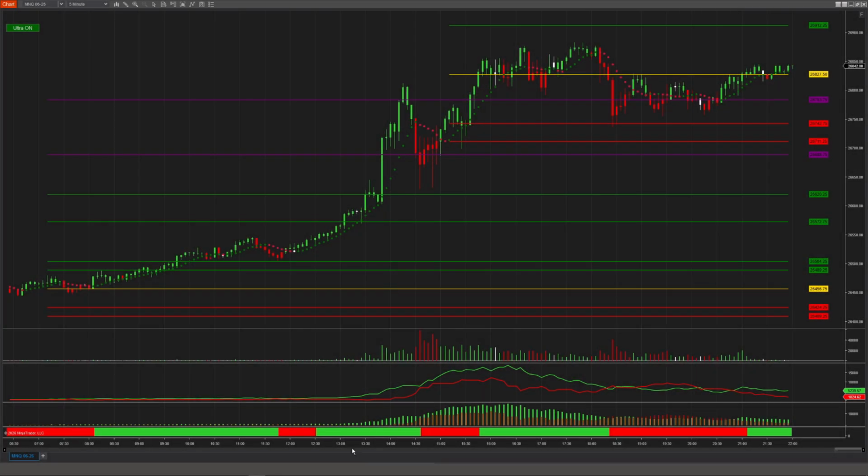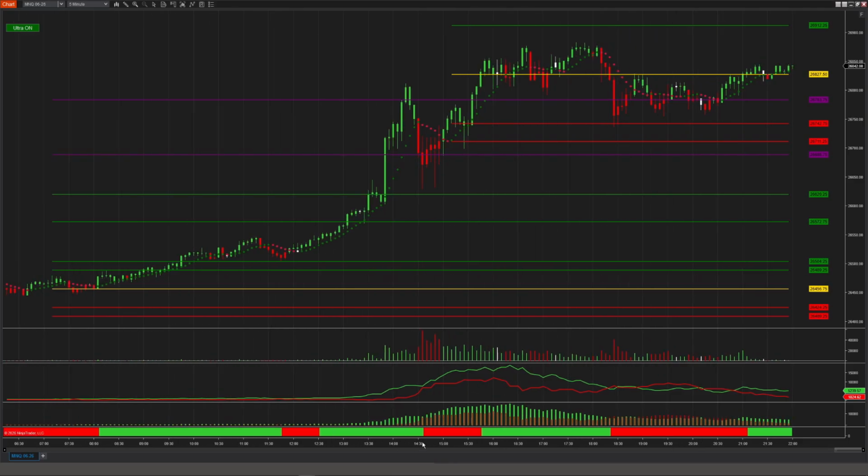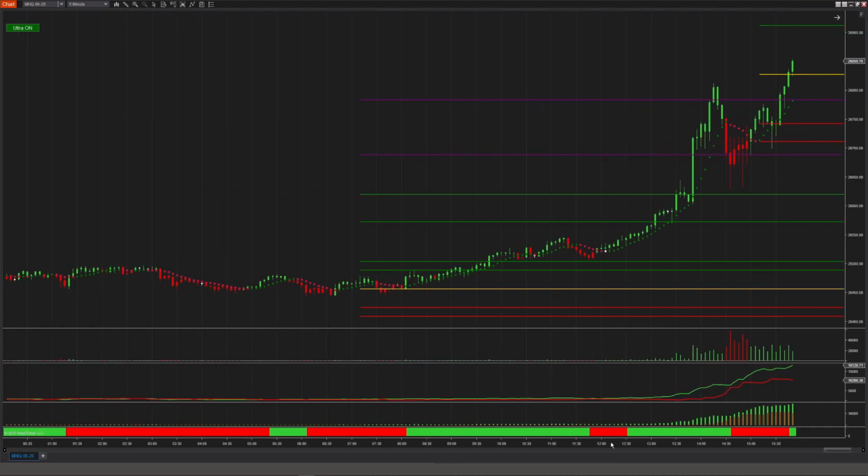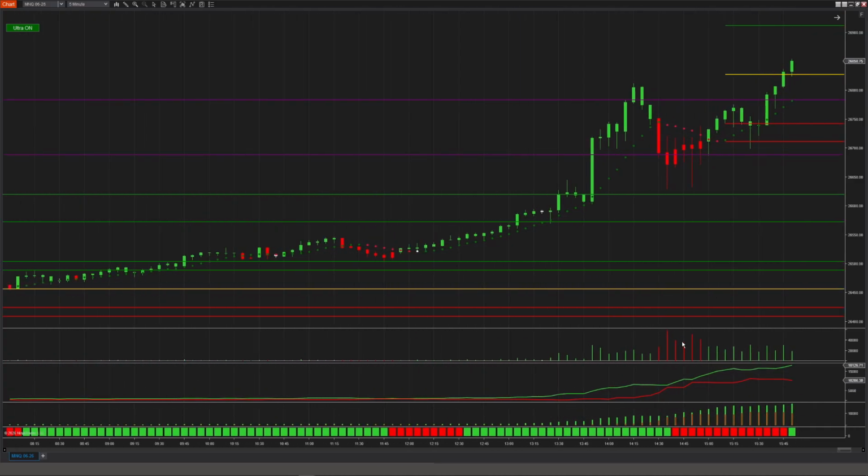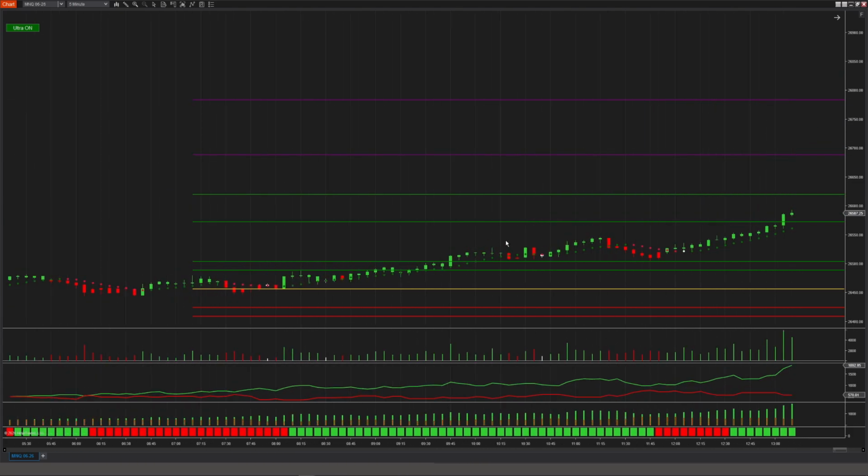So let's go right back to the London Open, because I'm from the UK, so it makes sense to start looking at that. We'll stretch this out a little bit so we can see the volume at the bottom better, because once the volume from New York kicks in, we can hardly see the volume from London.